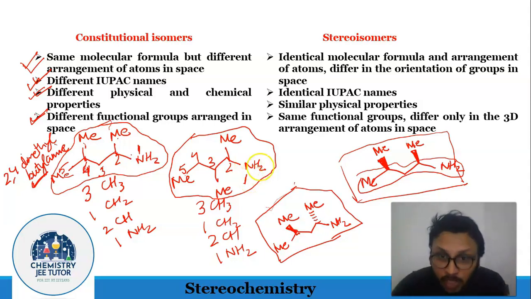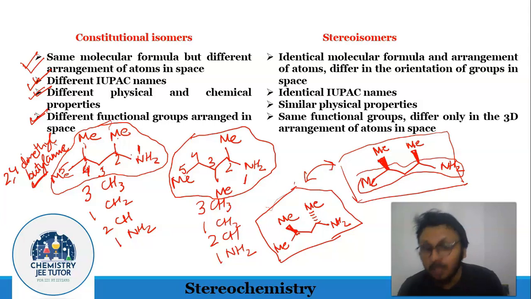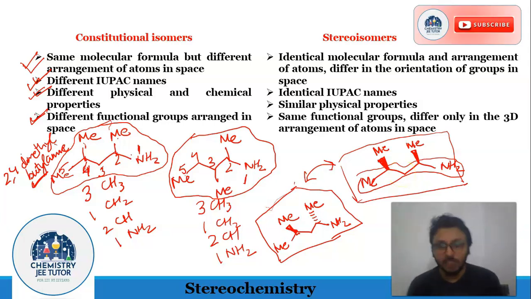So these two molecules are not similar, but they are only different in the 3D orientation of the methyl groups, or the 3D orientation of atoms in space. So these molecules in which only the orientation of groups in space, and not the arrangement of atoms, differs are called stereoisomers. As you can see, they have obviously identical IUPAC names. They will again be 2,4-dimethyl butylamine. This will also be the same, since they only differ in the orientation of atoms in space and the arrangement of atoms is the same.